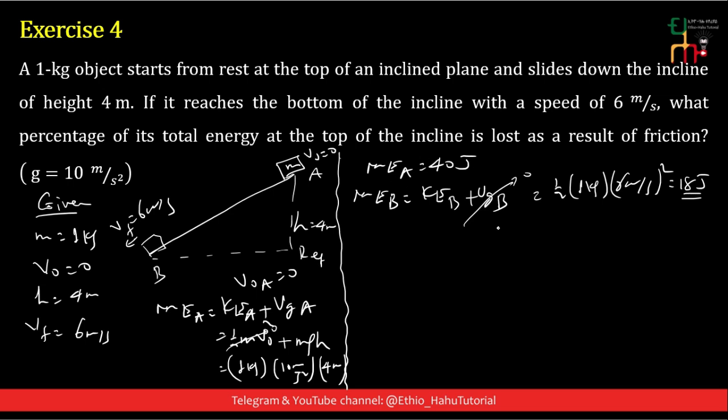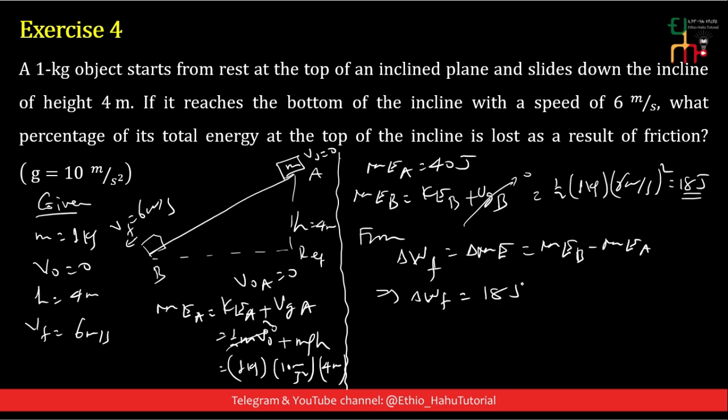Since mechanical energy at point A and mechanical energy at point B are different, mechanical energy is not conserved. Therefore, from conservation of mechanical energy, work done by friction is equal to change in mechanical energy. This is equal to mechanical energy at point B minus mechanical energy at point A. This implies work done by friction is equal to mechanical energy at point B, 18 joule, minus mechanical energy at point A, 40 joule. This is equal to minus 22 joule.